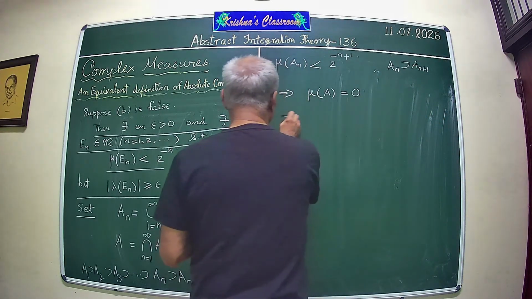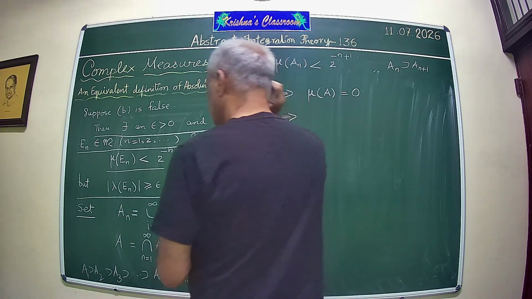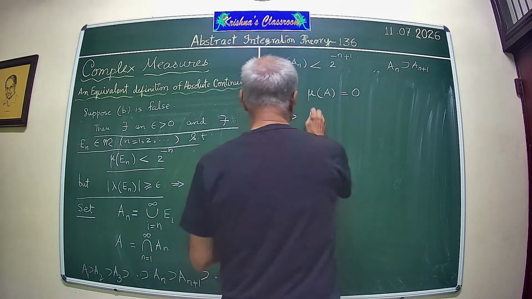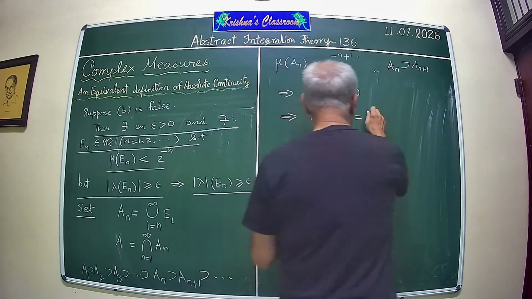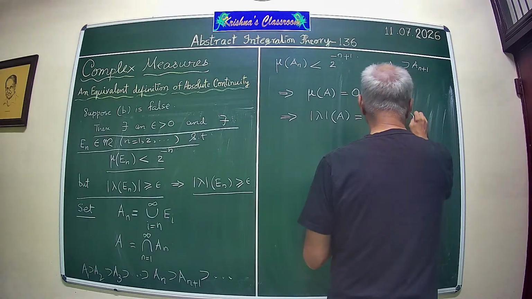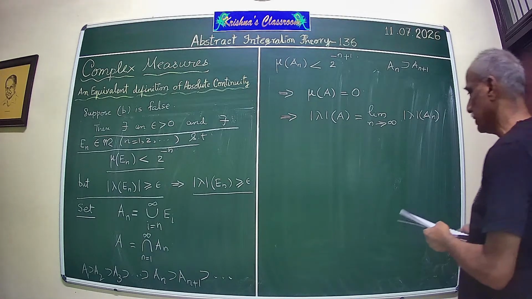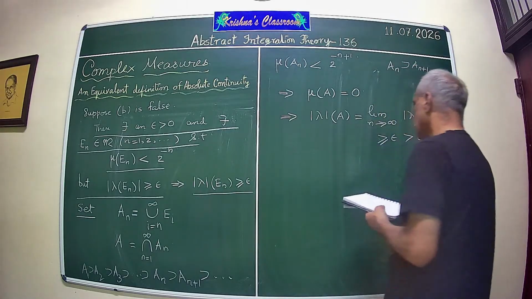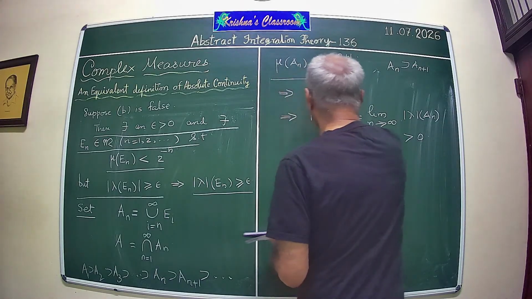So that means the total variation on A, and that is greater than or equal to epsilon greater than 0. Okay, so mu A equal to 0. So this is the conclusion that we have.